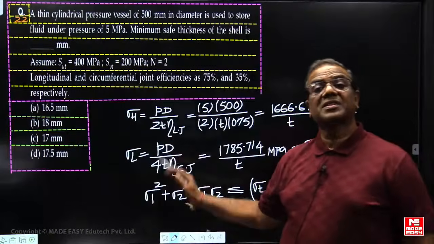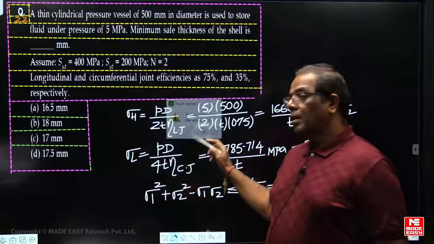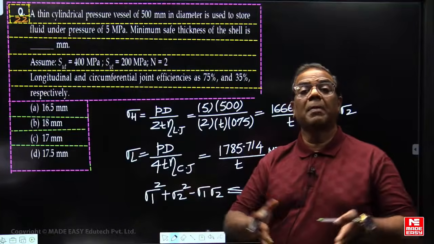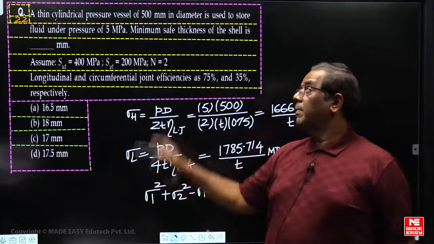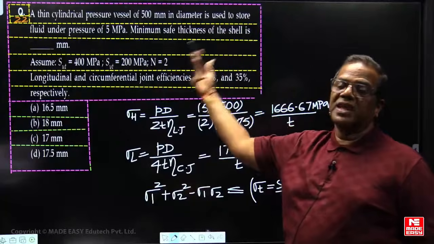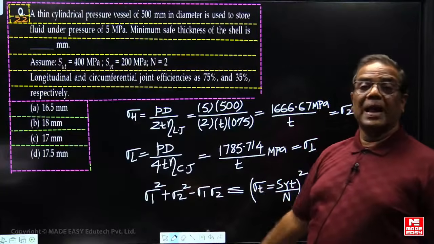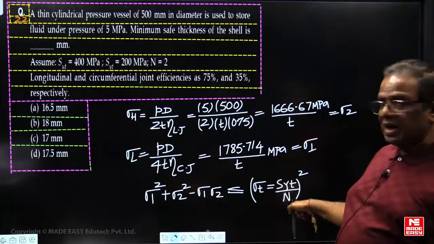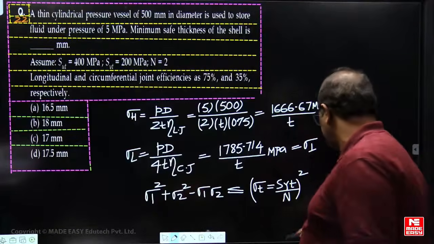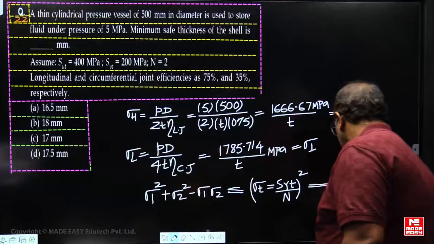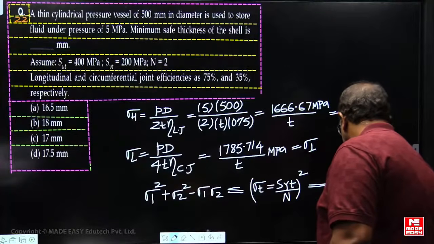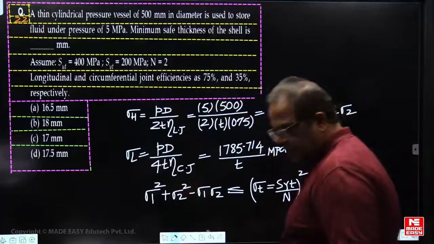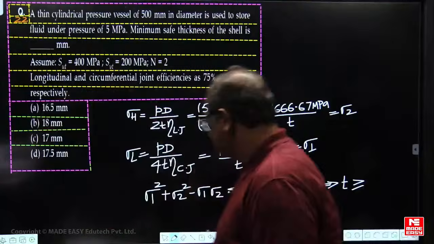Some students are using the strength criterion. But when should you use the strength criterion? If you want to get the maximum safe thickness. But in the question, minimum safe thickness is asked, so you have to go for MDET. Substitute sigma 1, sigma 2, SYT 200, factor of safety 2. From this you will get the thickness is greater than or equal to 17.